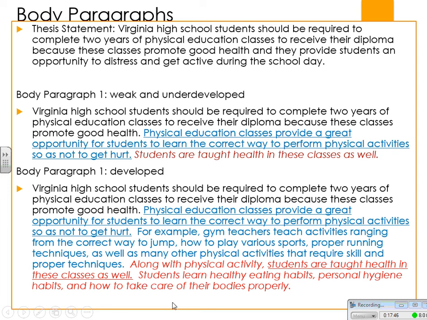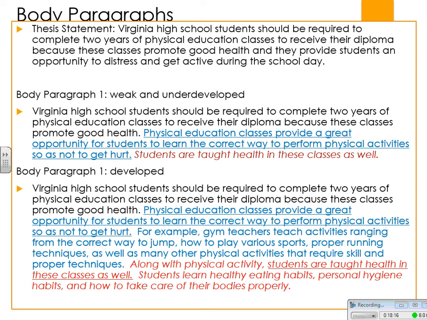Now in this, I could have just as easily said, Coach Stevens teaches students the correct way to do sit-ups so that they don't sprain their ab muscles. Or Coach Hartless teaches students how to walk properly so that they don't damage their knees. So you could literally include examples with people's names in them as well. So those are some examples of weak and underdeveloped body paragraphs and a more developed body paragraph. Let's move on to conclusions and counter-arguments now.